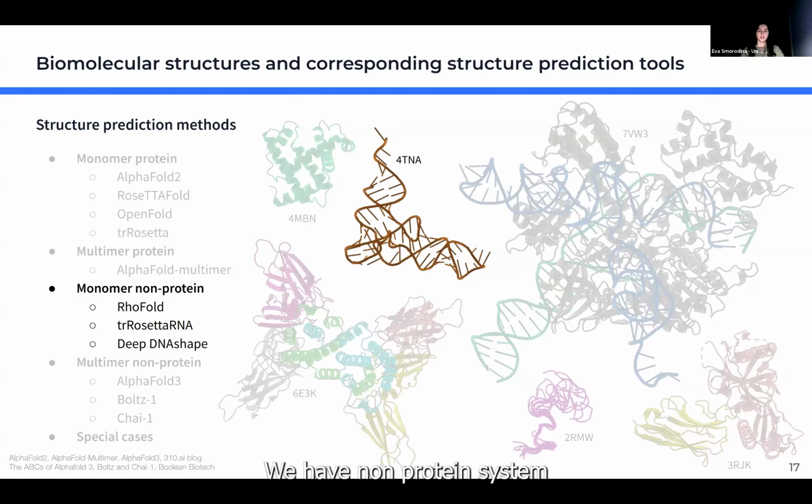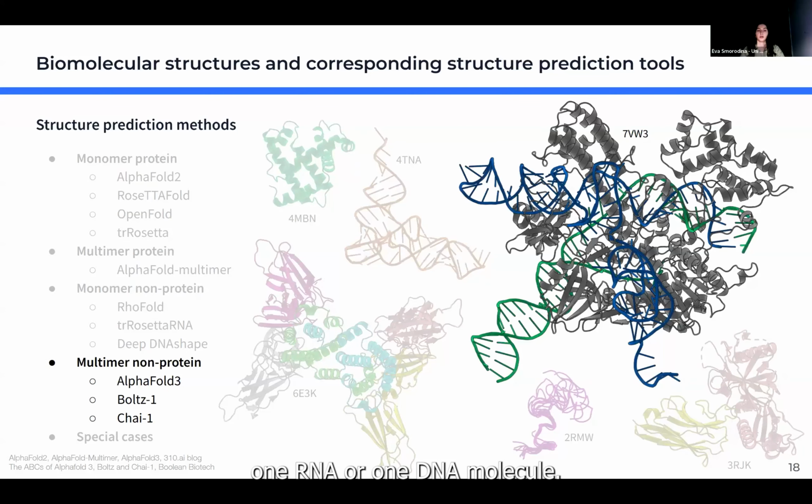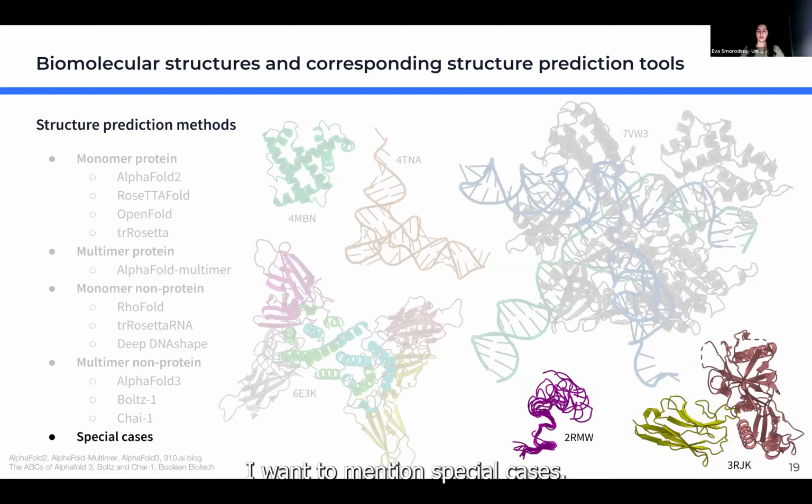We have non-protein systems that consist, for example, of one RNA or one DNA molecule. We can have multimer complexes of both protein and non-proteins, for example, CRISPR-Cas that contains RNA, DNA, and protein. And additionally, I want to mention special cases. In special cases, I put those systems which are a big issue for the currently available AI tools. For example, there are intrinsically disordered peptides and antibody-antigen complexes.